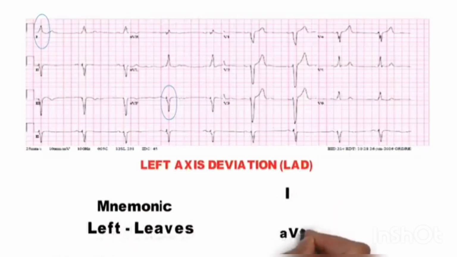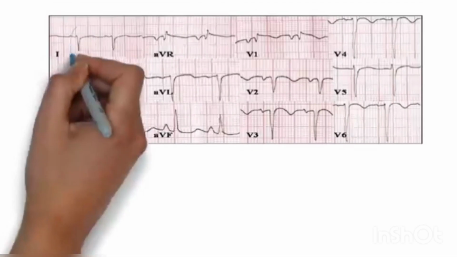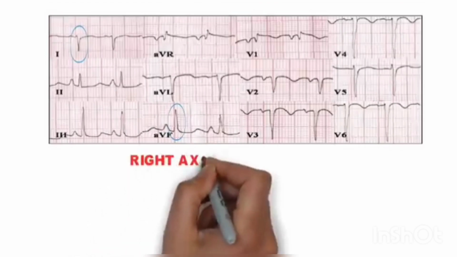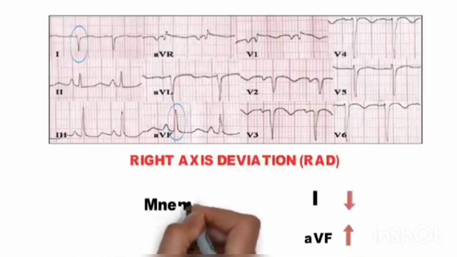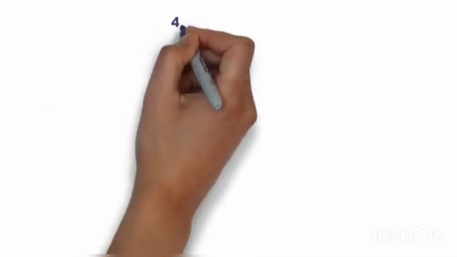where net deflection in lead 1 and AVF are in opposite directions, or as if they are leaving. Whereas in this ECG, net QRS is negative in lead 1 and positive in AVF. So this is a right axis deviation, and you can remember this by the mnemonic "right returns".